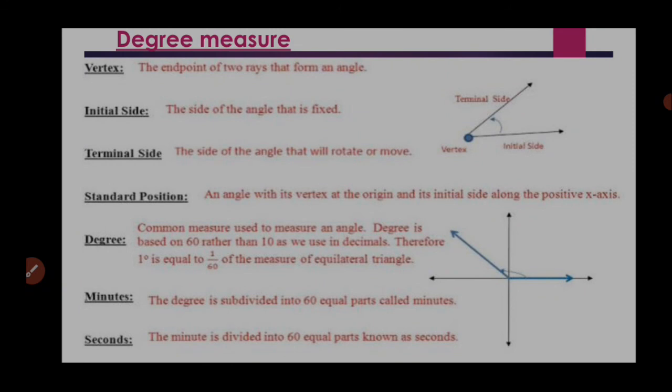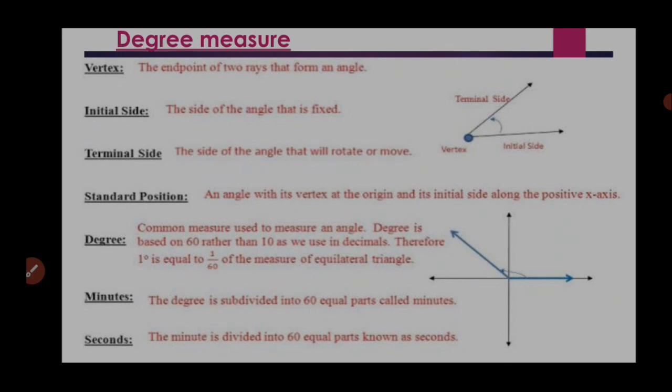Next, two types of angle measurements are there. One is degree measure, another is radian measure. First of all, we'll see the degree measure. In the degree measure, we already know about the initial side, terminal side, one vertex, and whatever angle is made. So first of all, we'll see each and everything.